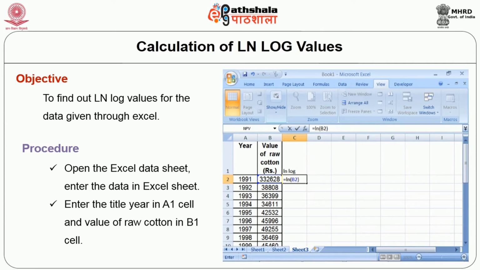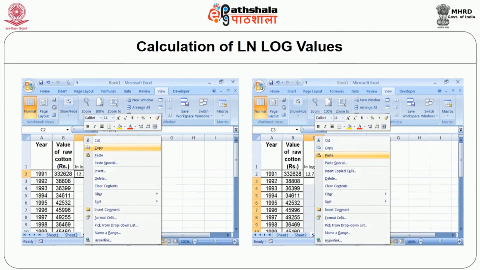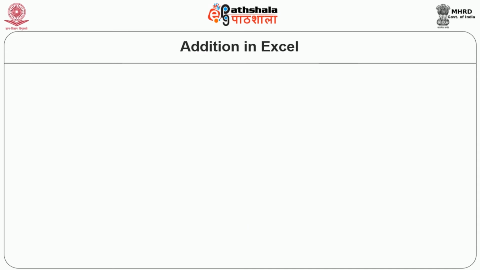Enter the years in column A. Enter the values of raw cotton in column B. Enter the formula in cell C2 as LN B2. Press enter. The above formula gives the ln value for the value in cell B2. To calculate the ln values for the remaining values, copy cell C2 and paste it into the remaining cells, or drag C2 down to the remaining cells.